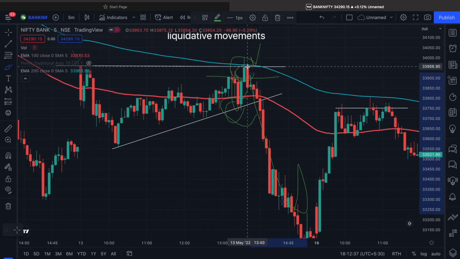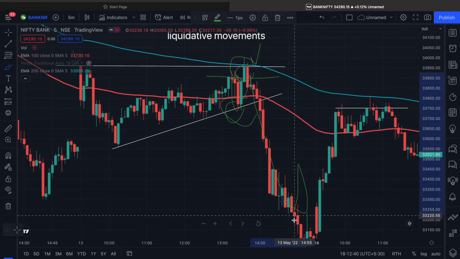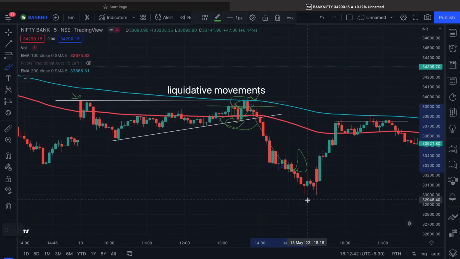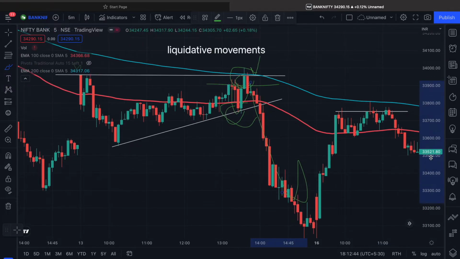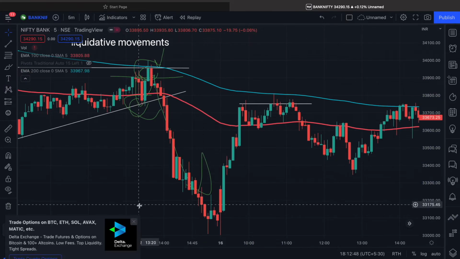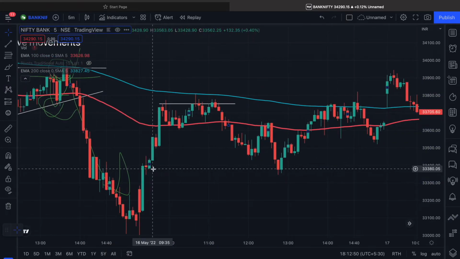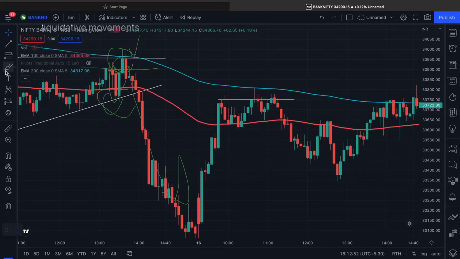So from around 33,956 to 33,000 basically, Bank Nifty gives a 900 point intraday movement on the downside. I hope you are getting my point. Just have a look at this here. Bank Nifty forms an ascending triangle.